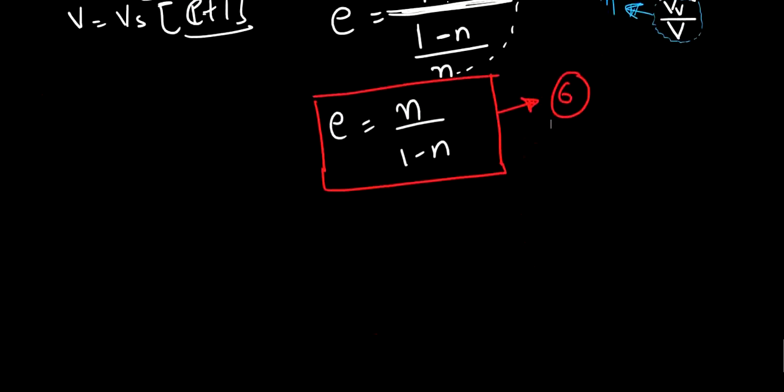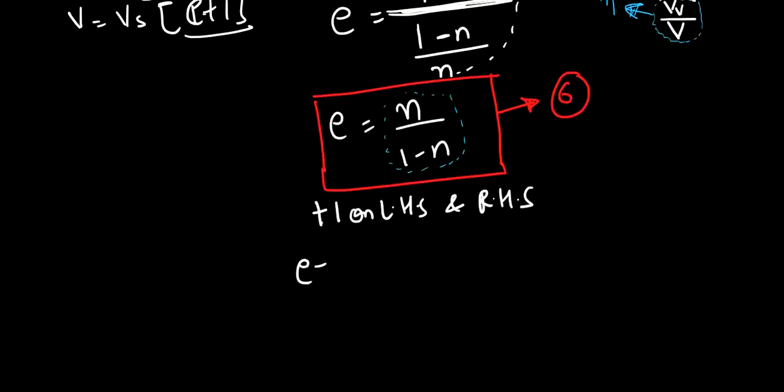Now further, I can modify this term, N upon 1 minus N, to obtain a new formula of N in terms of E. How? Let's see. If I just add 1 on LHS and RHS, I will get E plus 1 is equal to N upon 1 minus N plus 1.